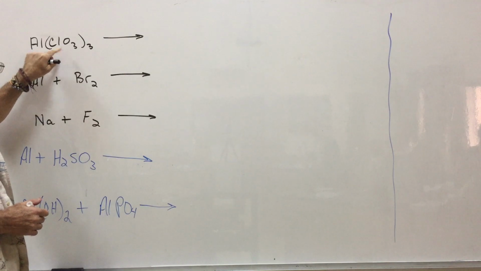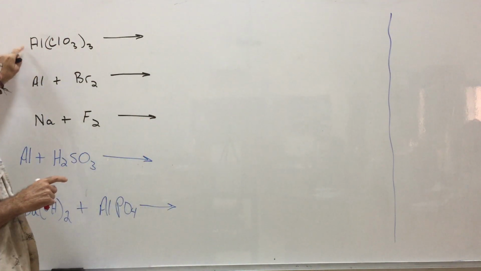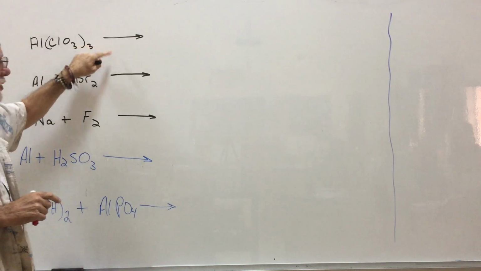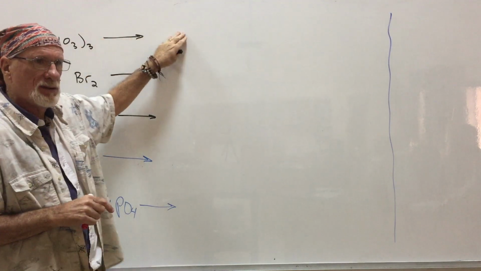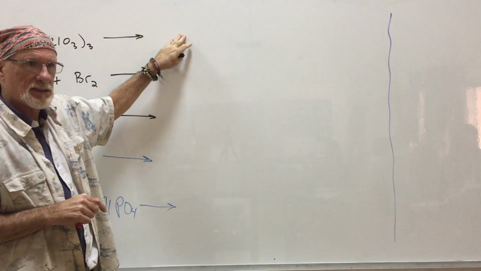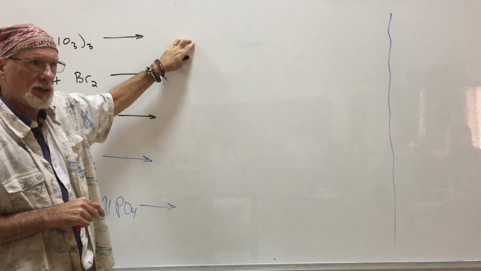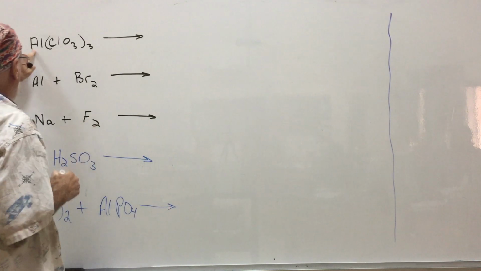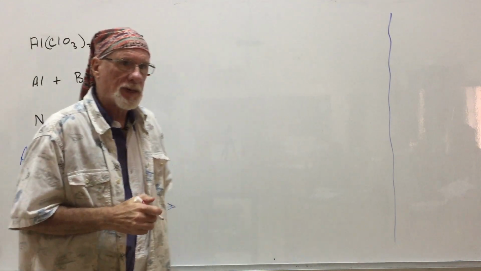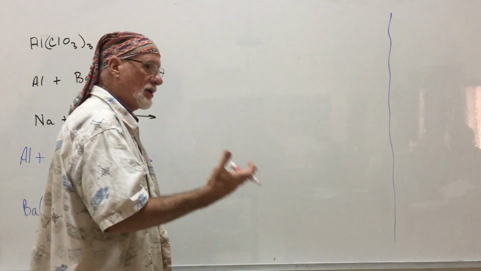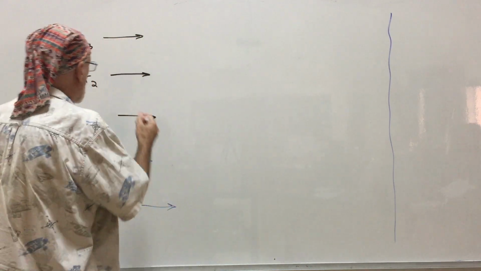Decomposition of a chlorate. How do you know it's decomposition? One substance is to the left of the yield sign. These are called yield signs. Remember, reactants yield products. Understood? So, aluminum chlorate. A metal chlorate will become a corresponding metal chloride plus oxygen.